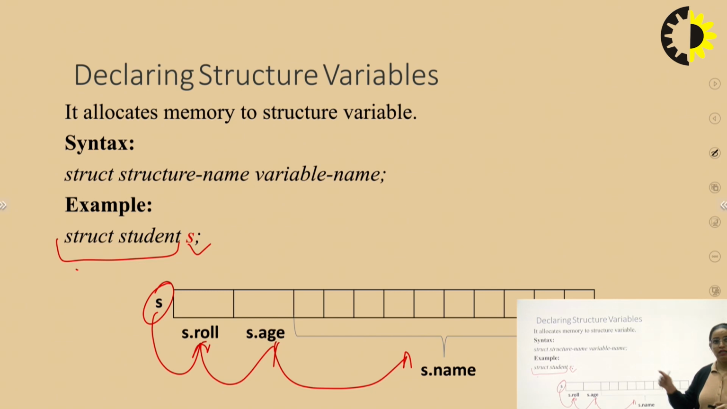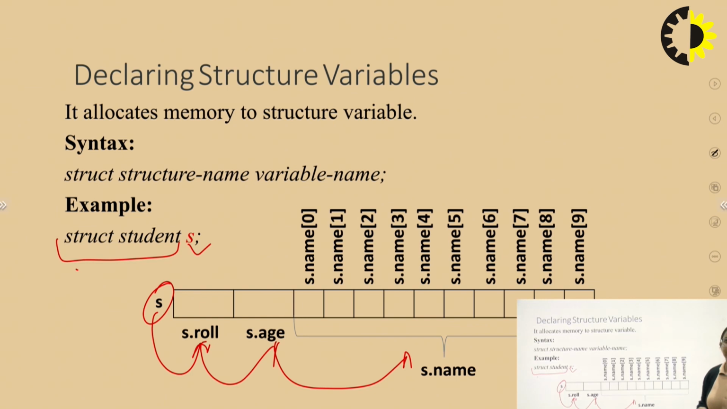So that means with the help of this single variable, we are storing 3 different data types. This is the representation of storing. Suppose the name is Abhishek, A-B-H-I-S-H-E-K, or you can take any name. Our value is stored one character at a time, like this. This is a character array.